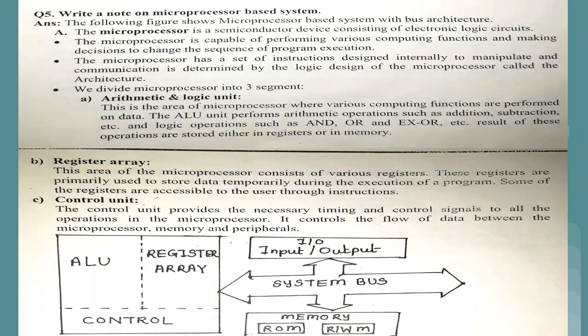So in this diagram, the first part is the microprocessor, which has three parts: ALU, register array, and control and timing section, which is connected to the system bus. And again, these system buses are connected to the input, output, and memory. In memory we have two types, ROM and RAM. So this is the diagram for the microprocessor based system.